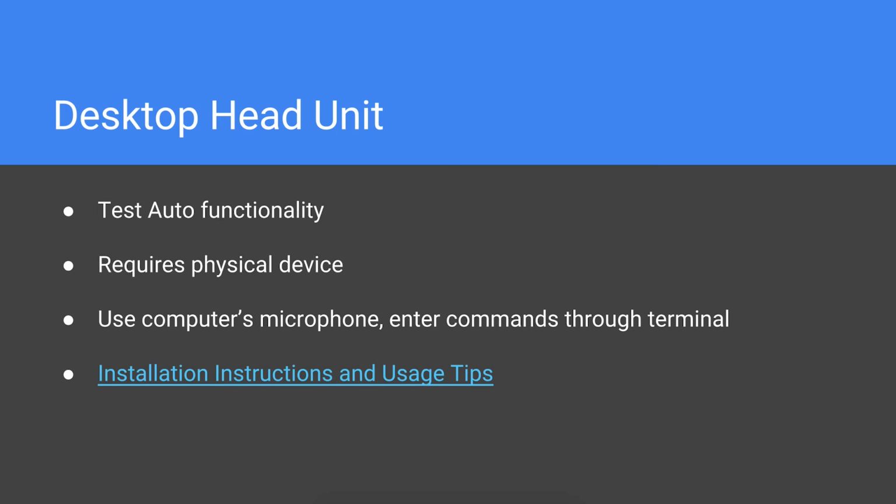And what this allows you to do is test the auto functionality of your app. It requires a physical device, so as you saw, my actual phone was plugged in. You can't use an emulator with an emulator, like some Inception thing going on or something, I don't know. And it just uses your computer's microphone to do all the voice commands, so as you saw, that's what was happening there. And just down at the bottom is a link for the installation instructions and tips on how to use it.